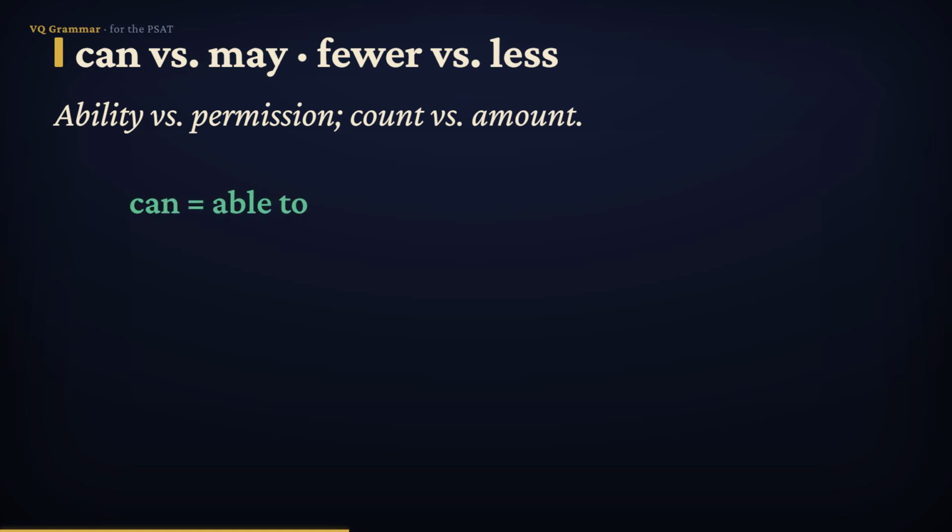2 quick pairs to finish. Can shows ability. Leo can juggle 4 oranges. He's able to. May shows permission or possibility. You may borrow my calculator.